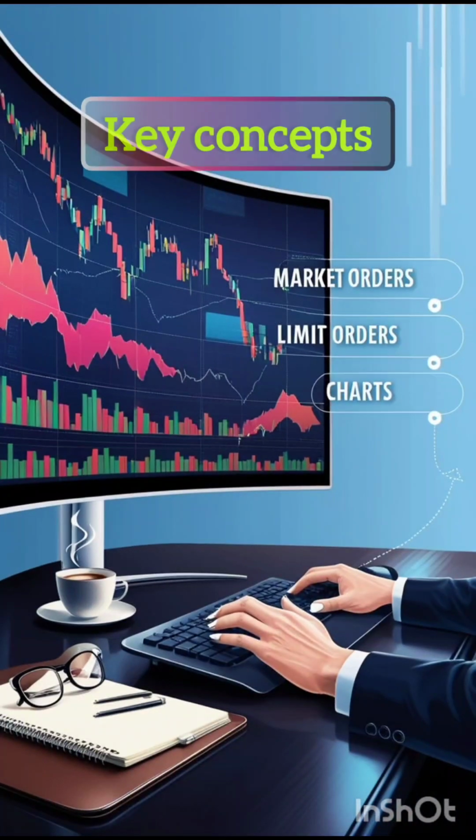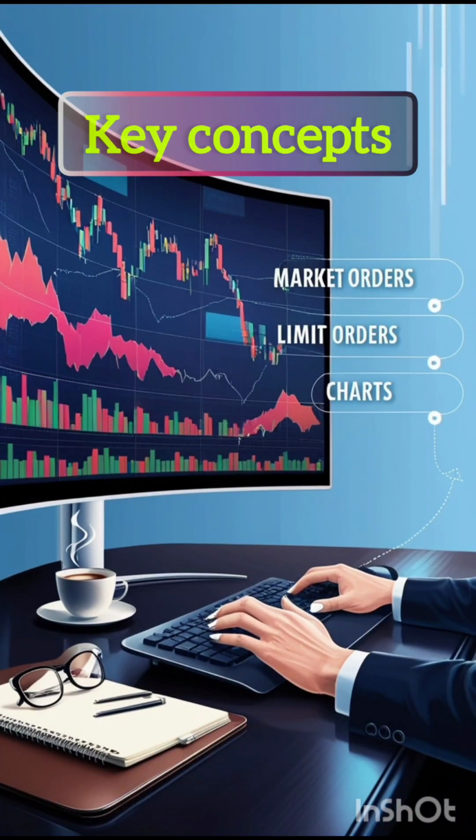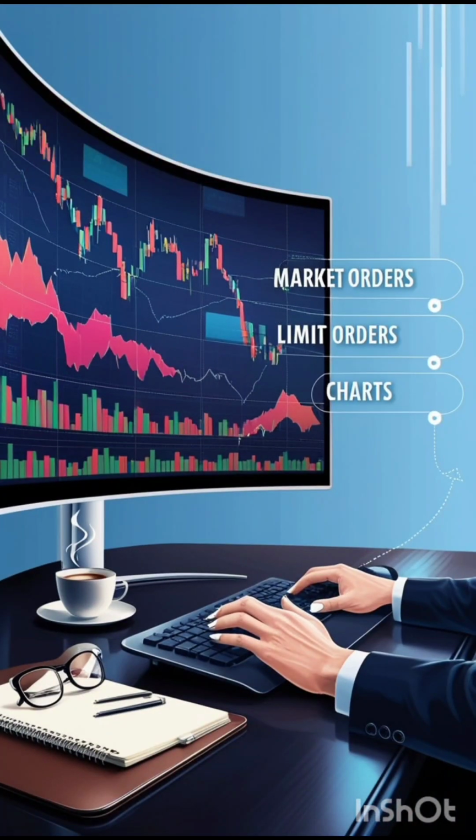Here are some key concepts to understand. Market orders: buying or selling immediately at the current price. Limit orders: setting a specific price at which you want to buy or sell. Charts: traders use charts to analyze price movements and trends.